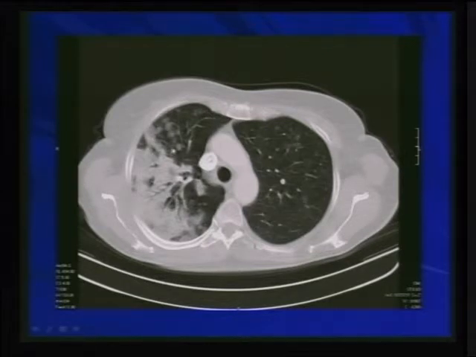Here's another one. If you look closer, here you have some tree-in-bud appearance. However, when you have more conglomeration of this disease, then you get into consolidation, air bronchogram, and then segmental and lobar disease.